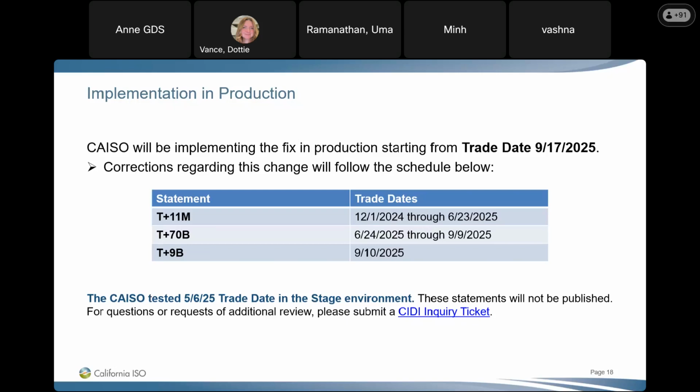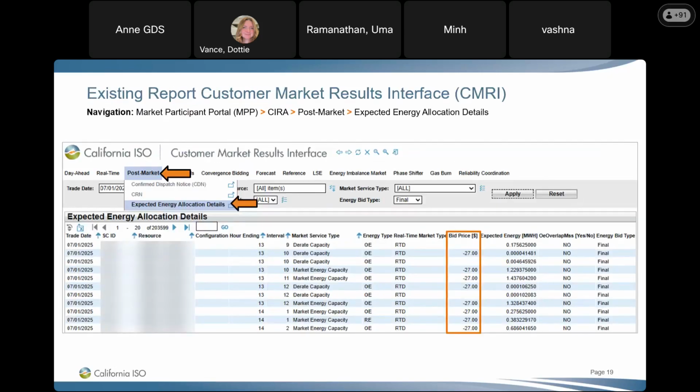And so just the next slide that we wanted to highlight for folks is just where in CMRI. There's no UI changes in this report. It's just kind of pointing out where this existing report is and where you'll see that bid price. So if you log into the customer market results interface, you go to post-market section and you'll click the expected energy allocation details. You'll be taken to this report where you can kind of review that bid price.